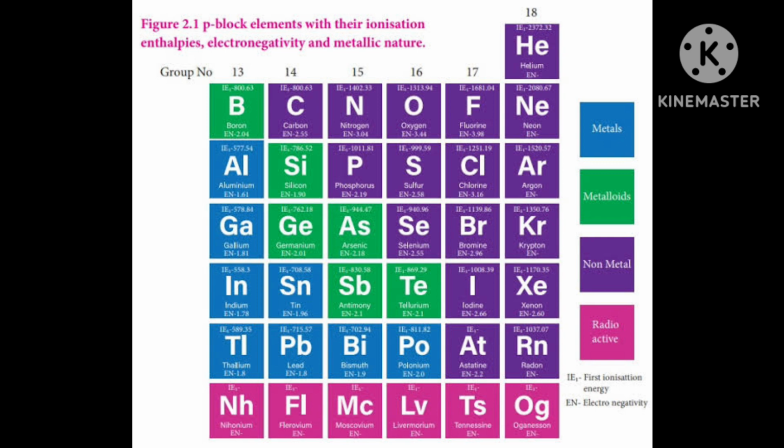Now the first member of group 13 is boron, for 14 it is carbon, for group 15 it is nitrogen, for group 16 it is oxygen, for group 17 it is fluorine, and group 18 is helium.